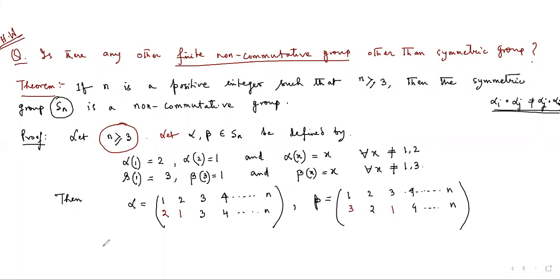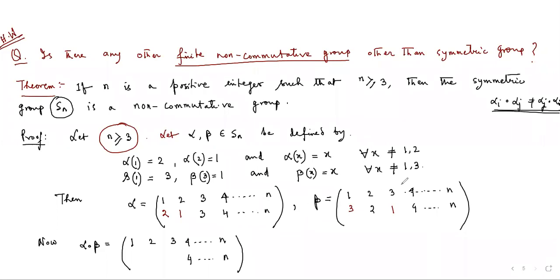And now if you calculate alpha dot beta, I'm not writing again. You can do it by mental calculation, just to save the space. Let us write 1, 2, 3, 4, ..., n. Let's see what happens. From 4 to n, nothing will change. No problem. They will remain the same.